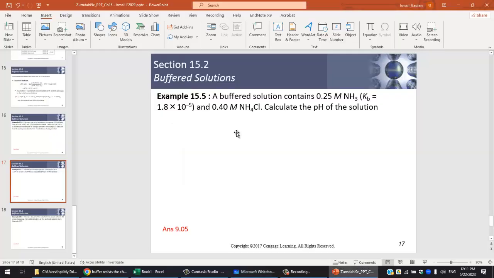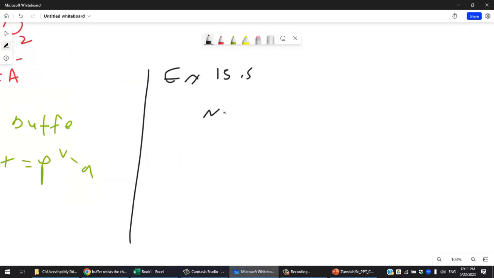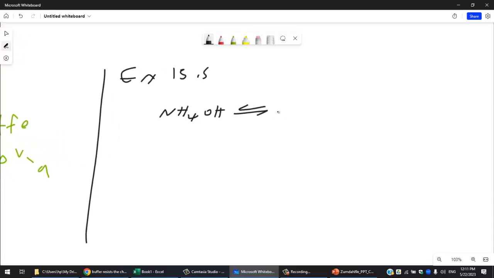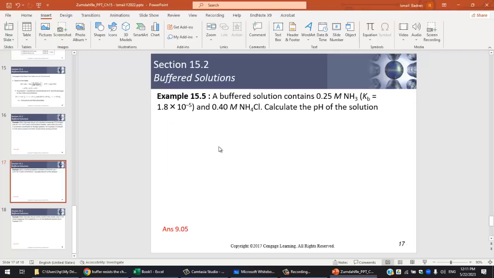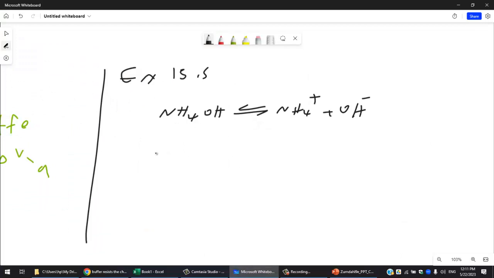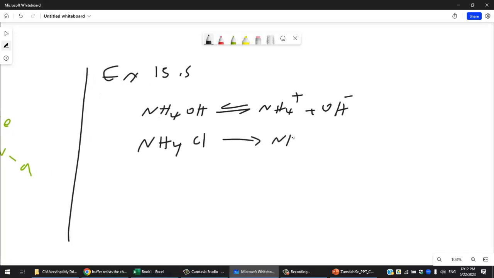15.5. The first thing we have is NH4OH, that's your base, okay, so that's in equilibrium with its conjugate acid, the NH4 plus, and the OH minus. I'm not going to write aqueous here just to save time. And we have also the salt NH4Cl, which completely dissociates into NH4 plus and the Cl minus. Right?